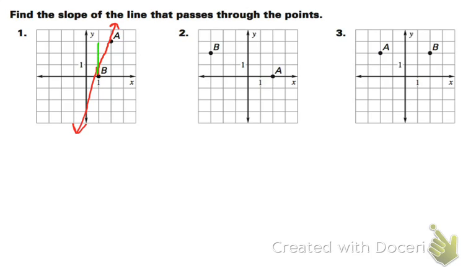far up I have to go, and then how far over I have to go to get from one point to the next. And it looks like I have to go up by 3. I can count that. I have to go up by 1, 2, 3, and then I have to go over by 1, so the slope is going to be 3 over 1. There's actually a simpler way to write that. It's just 3, the number 3. So the slope of that line is 3.